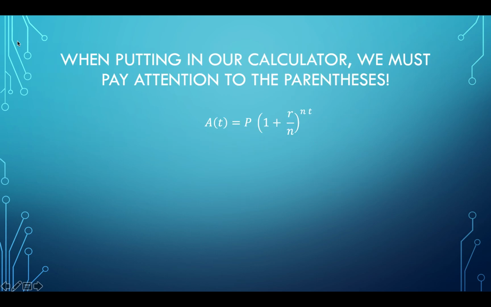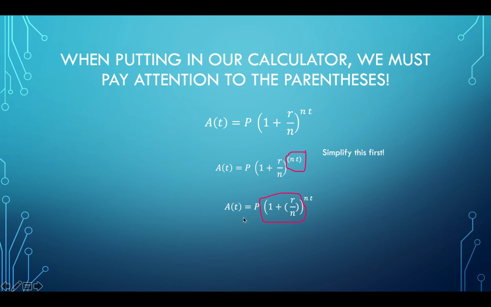So when we're putting it into our calculator, we have to pay attention to the parentheses. The first thing I always like to do is multiply this n times t and put that in parentheses. So simplify this first. Multiply whatever n and whatever t is together first. Then you're going to be left with A(t) is equal to P times, in parentheses, 1 plus r over n, close your parentheses, to the nt power. Then you have to put r over n inside parentheses.